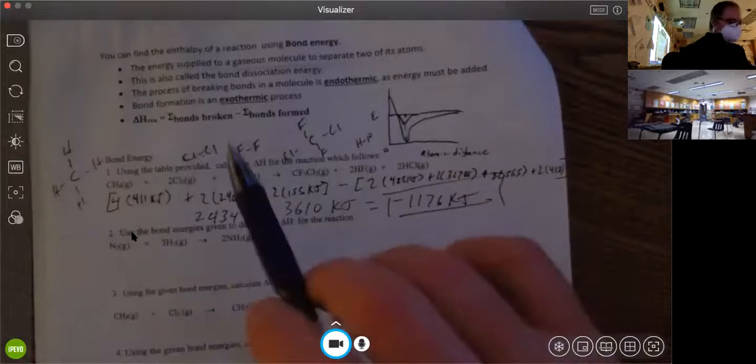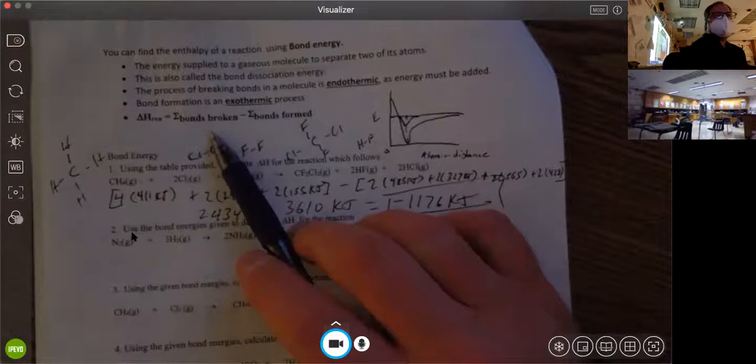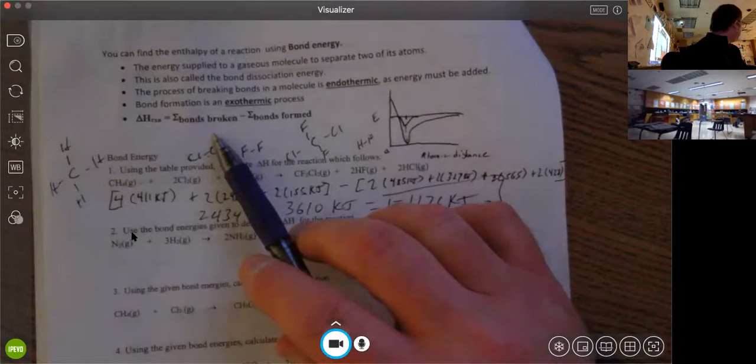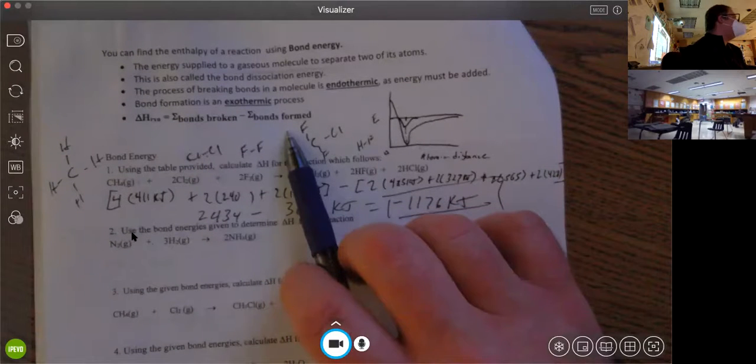The one big trick with this is that you have to remember that it takes energy to break bonds, and energy is released when they reform.